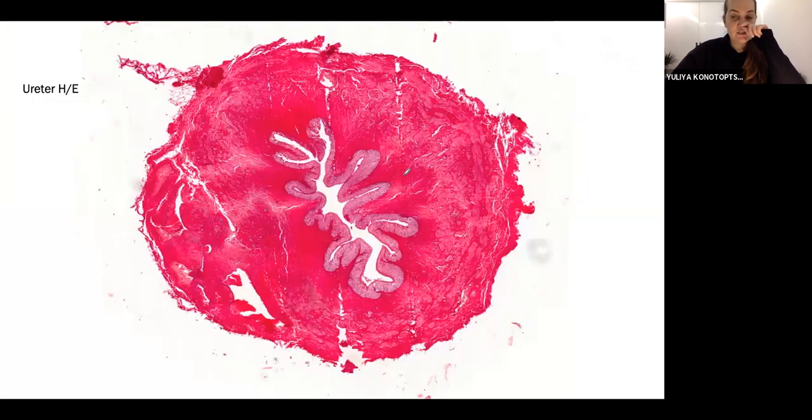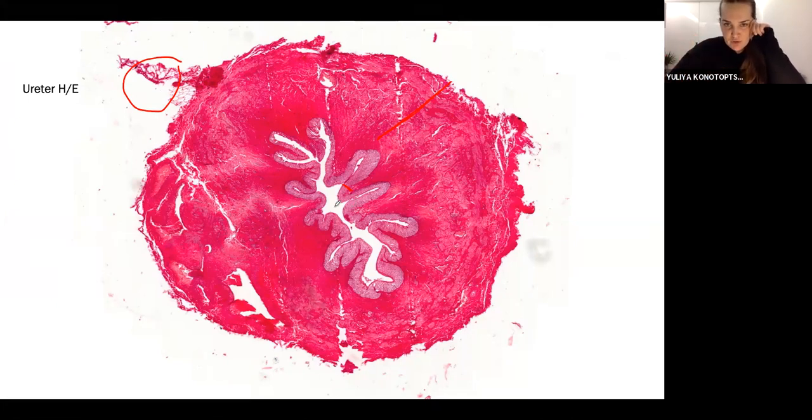You have already seen this picture last semester. This is your transitional epithelium right here, and this is the muscle layer that can be seen. Outside of it is the adventitia. If you're a super professional histologist, which you are, you're going to identify this epithelium even with this magnification. You don't even need to magnify.